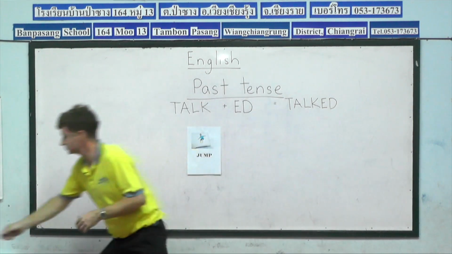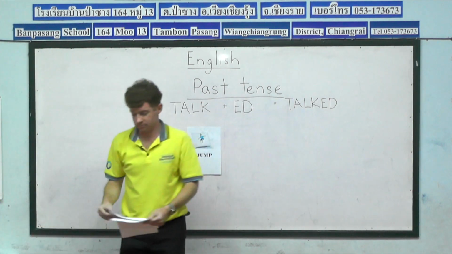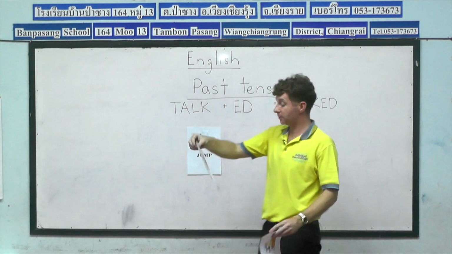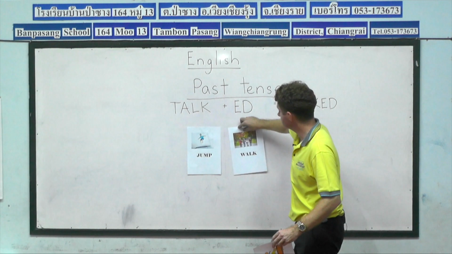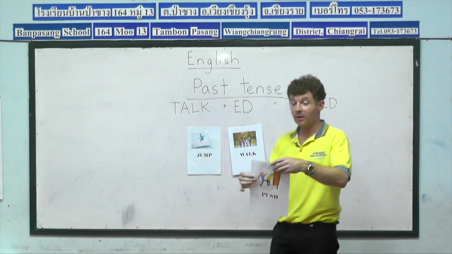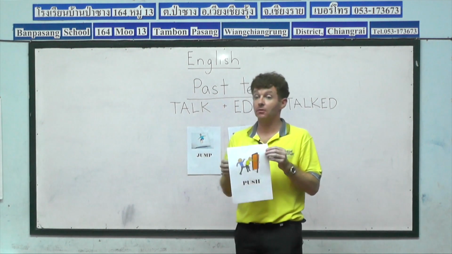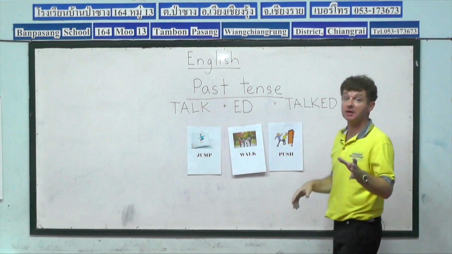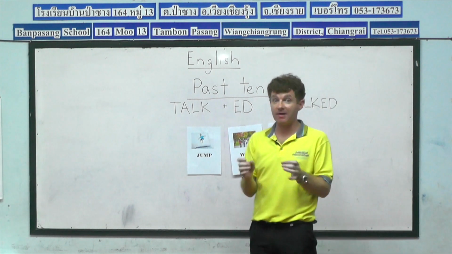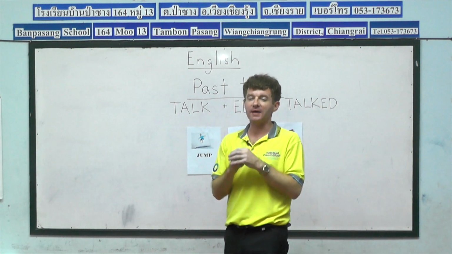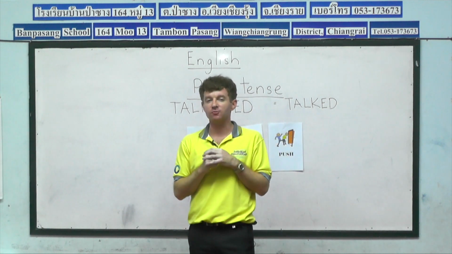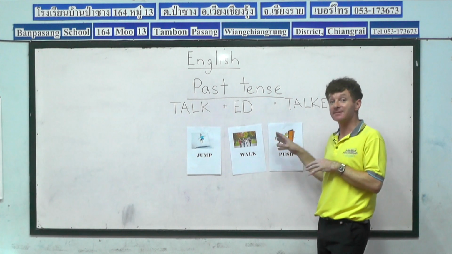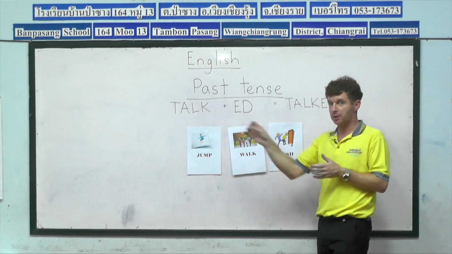Okay, we have the verb word jump. And then we have walk. Okay, jump, walk, and we also have push. Okay, so here you can see we have 3 pictures and 3 verb words in regular present tense form. But what I'm going to ask for now is I'm going to ask a student to come forward and change each of these words into the past tense form by adding the correct letters.